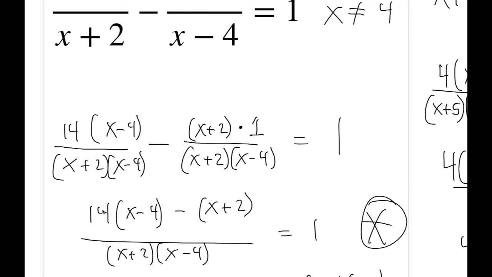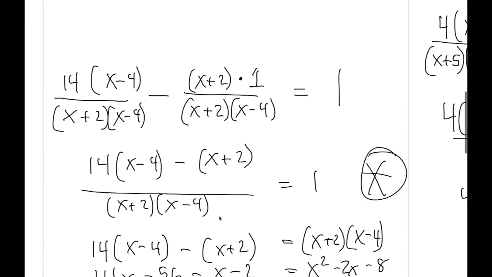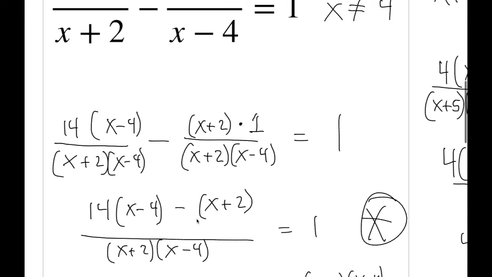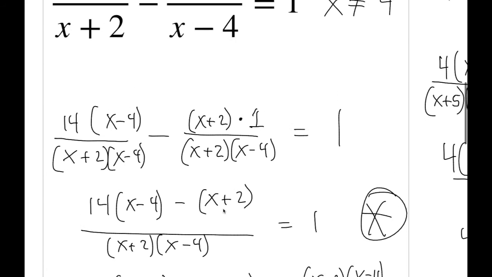Subtract this entire numerator minus this entire numerator here, and eventually we'll get rid of these parentheses and we'll realize that this should be x minus 2. So remember these parentheses, they help you subtract the entire numerator.